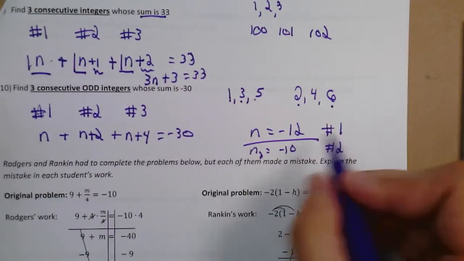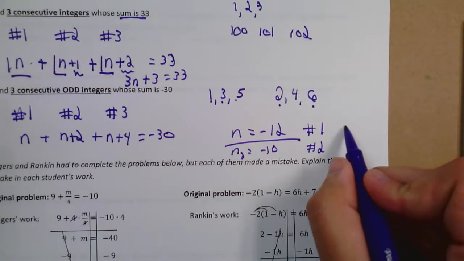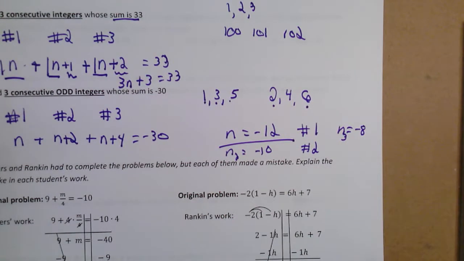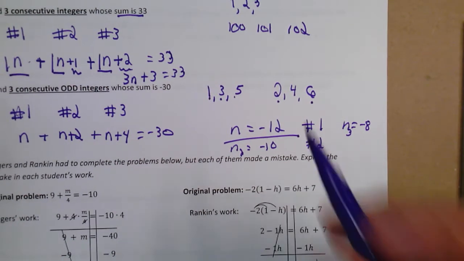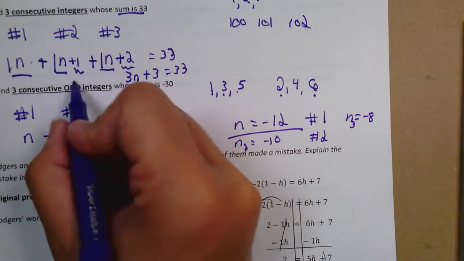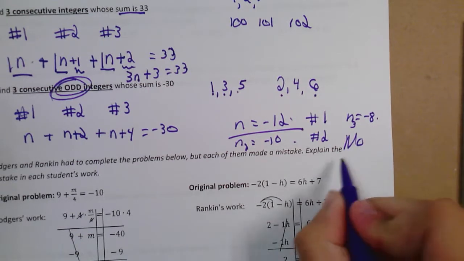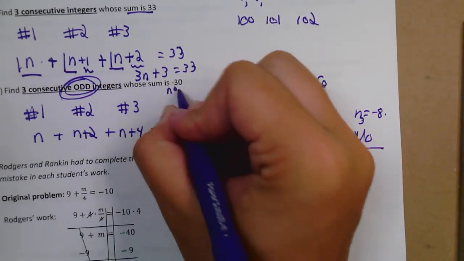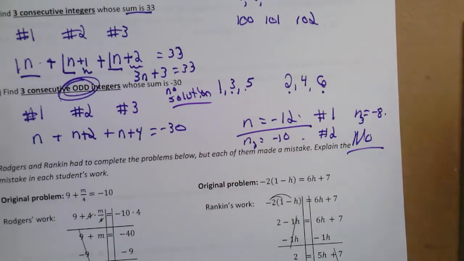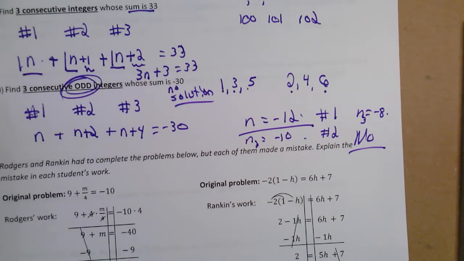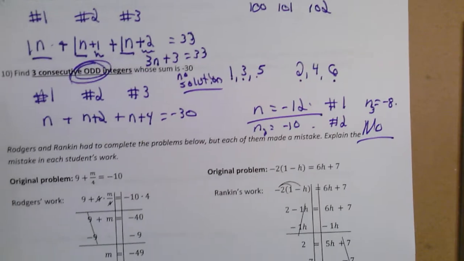Okay, well, what about my third number? That's going to be n plus 4. So if I add 4, that's going to give me n3 equals negative 8. You're like, great, I found my answers, I'm all done. It's negative 12, negative 10, negative 8. However, they want odd integers. Are these 3 numbers odd? No. So the answer to this is no solution. So just keep that in mind when you're looking at these problems. Yes, you found an answer that works, but it doesn't meet the criteria, and you might not have done anything wrong. You did everything right here, but just keep in mind that sometimes that's possibly going to happen.